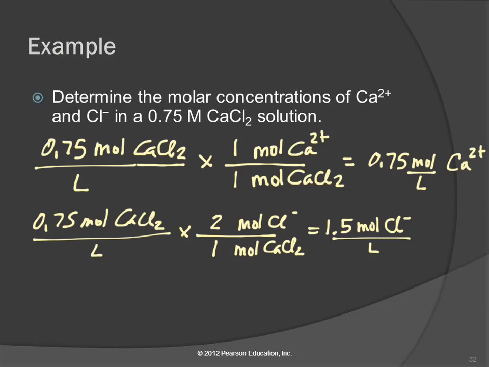Because the units are canceling. Moles of calcium chloride cancel moles of calcium chloride. Now we're talking about the molarity, the concentration of chloride ions in the solution. And in the top one, this also cancels out.